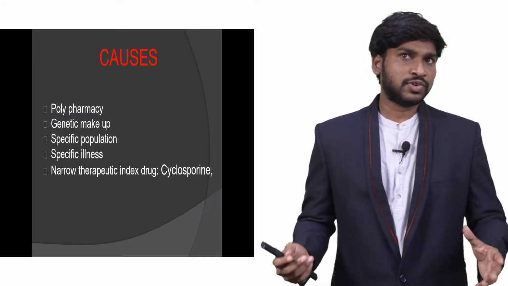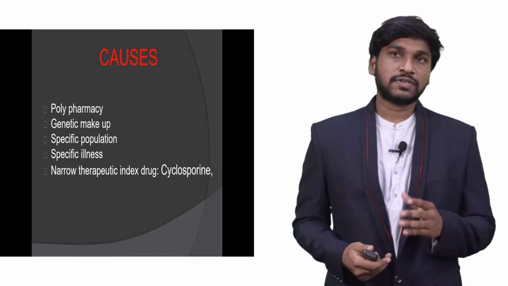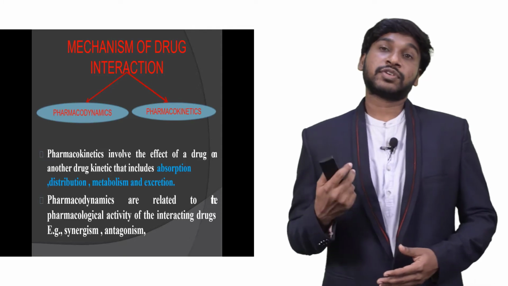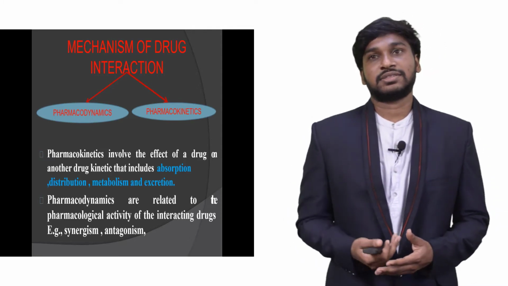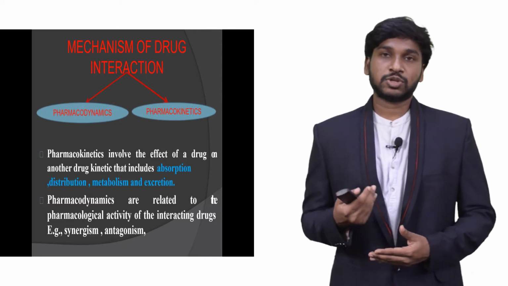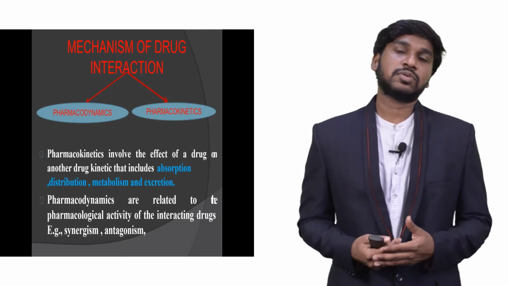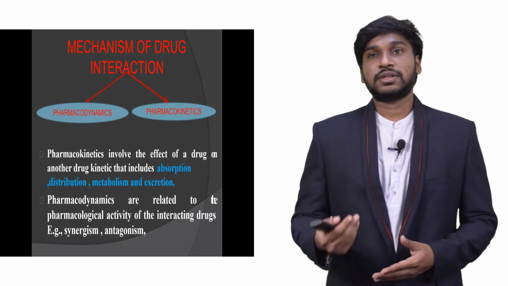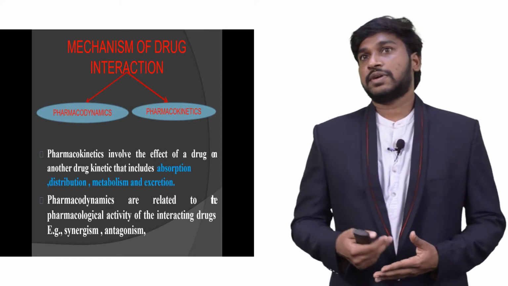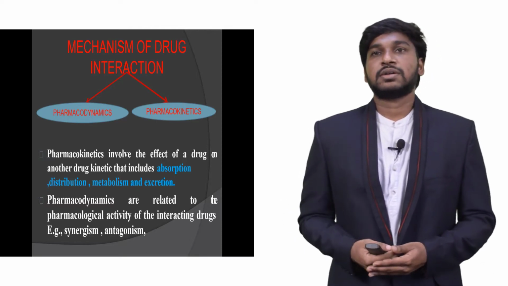If you take the mechanism of drug action, it can be divided mainly into two types. One is pharmacodynamics, one is pharmacokinetics. Pharmacokinetics involves the effect of a drug on another drug's kinetics. This includes ADME properties: absorption of the drug, distribution, how it is distributed in our body, metabolism, how the drug is metabolized by our enzymes and processed by the liver, and excretion, how the liver and kidney eliminate the remnants of the drug from our body.